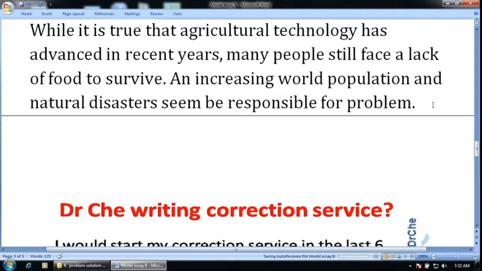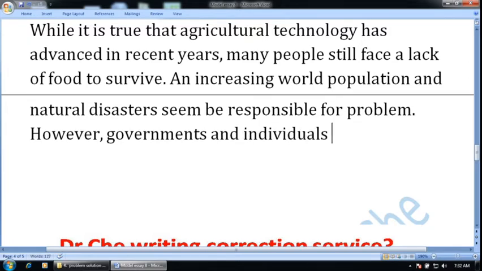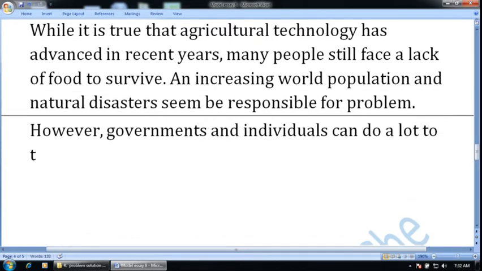Then I would go for, there are also solutions, but I would just mention them in general. However, governments and individuals can do a lot to tackle it. I'm using referencing, "it", instead of just saying the problem. So instead of repeating "problem", I'm using "it".